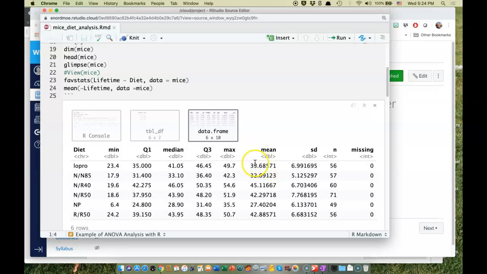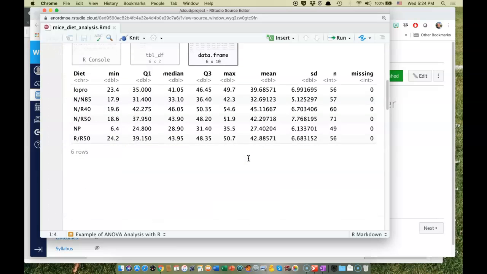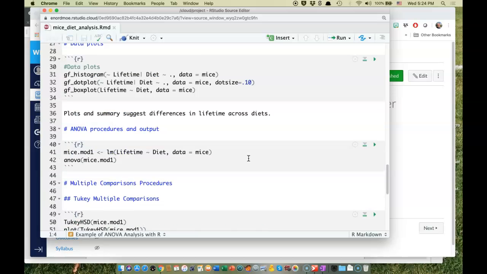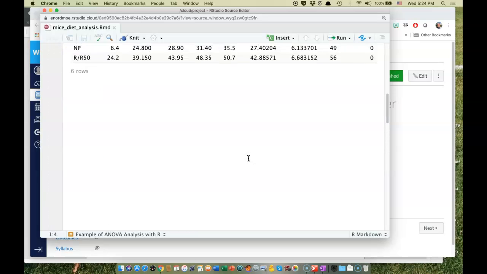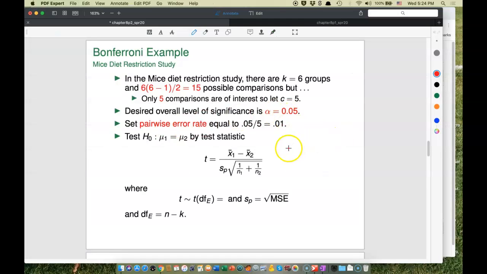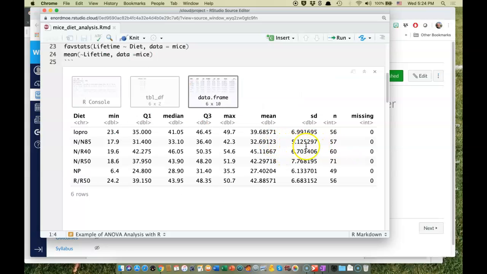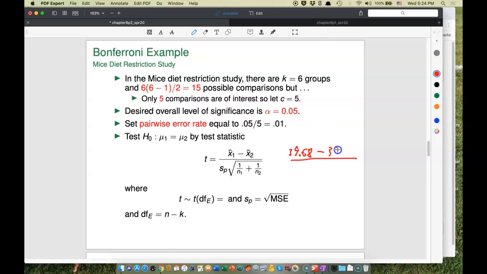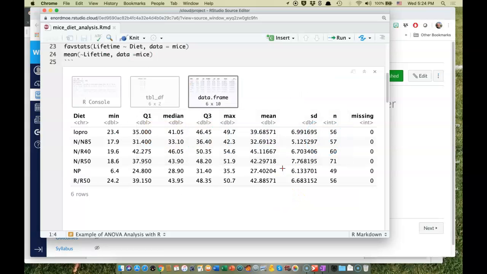So 39.68. Yes, I believe that's the order that I wanted to go in, right? Okay, yes. So 39.68 minus 32.69. And down below, we've got SP, which is the square root of the MSE. So let's see if we can track that number down.